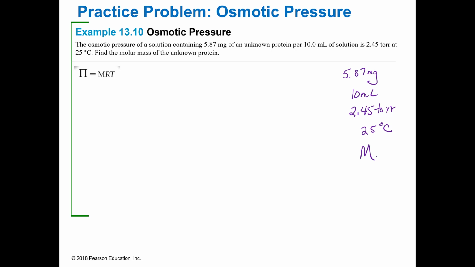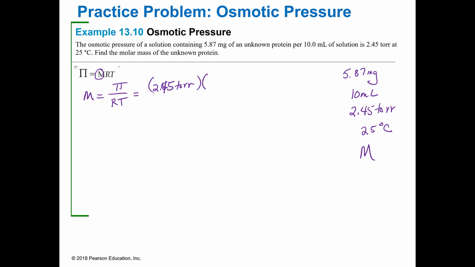If I'm looking for molar mass, then I'm going to rearrange to find that. So M is going to be equal to pi over RT. And this pi is a symbol, not 3.14, the number, okay? All right, so we're going to say that the pressure is 2.45 torr.